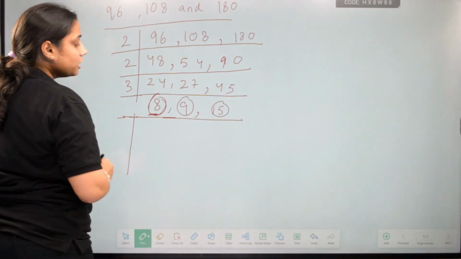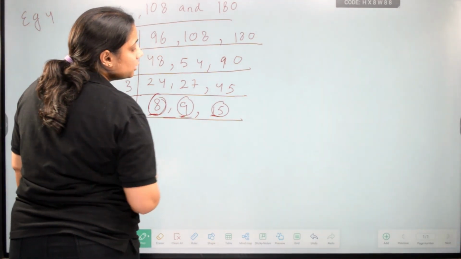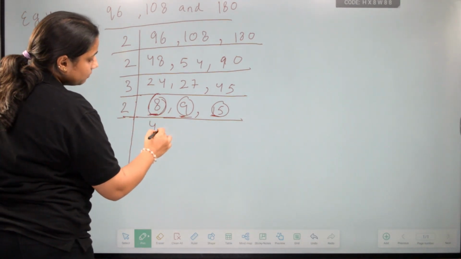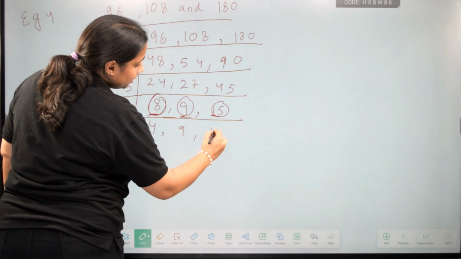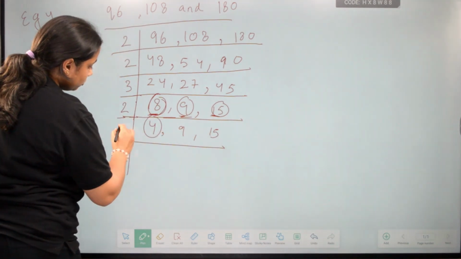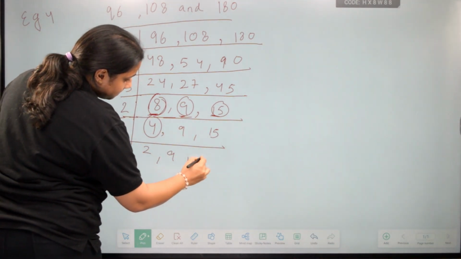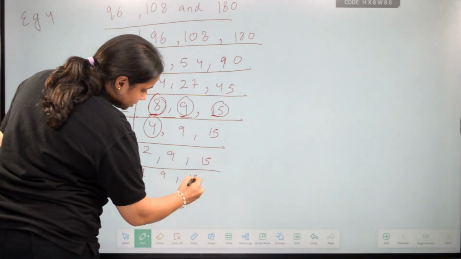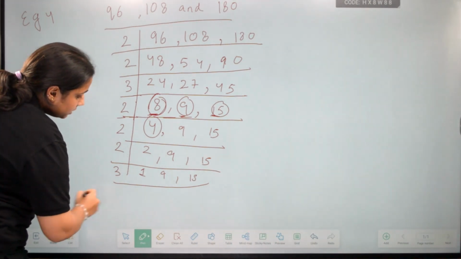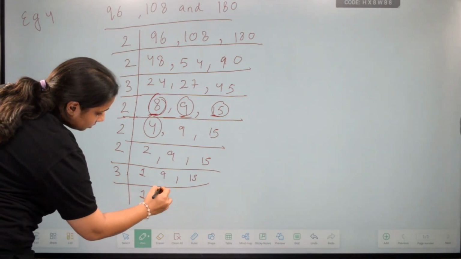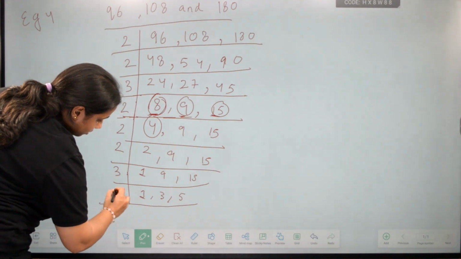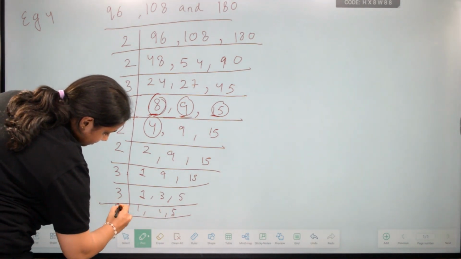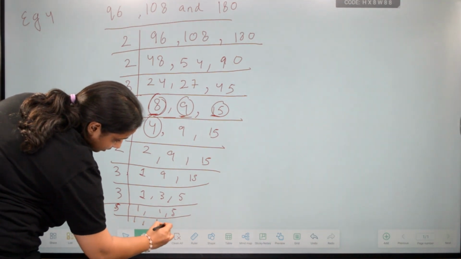So this number comes in the table of 2 and these numbers are multiples of 3. So let's divide by 2 first. It will become 4, 9 and 15 as it is. Now again divided by 2, we get 2, 9 and 15 as it is. Now divided by 3, it will become 1, 3 and 5. Now by 3, 1 and 5. Again by 5, now we get 1, 1 and 1.